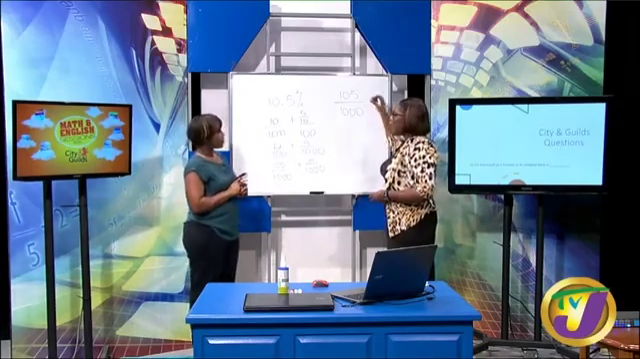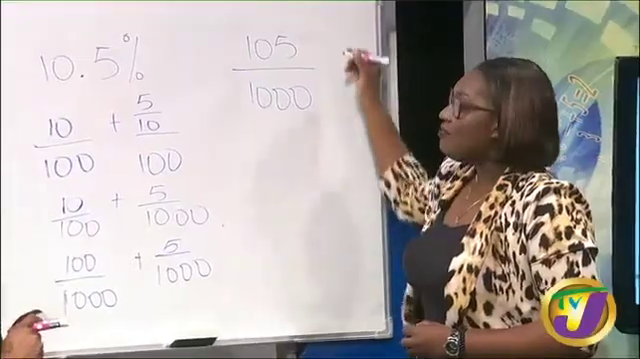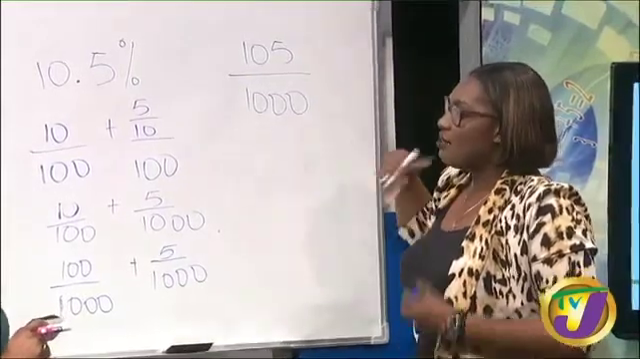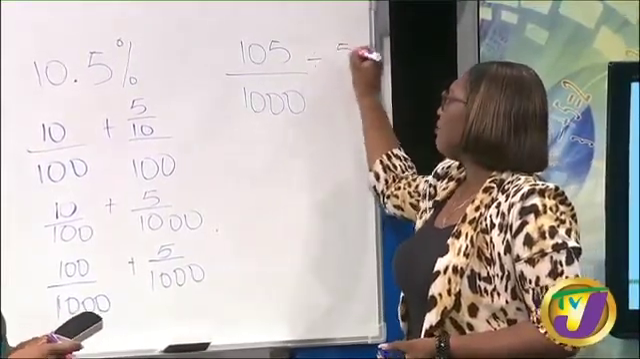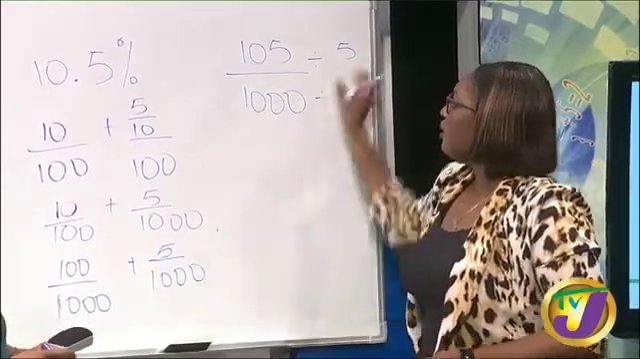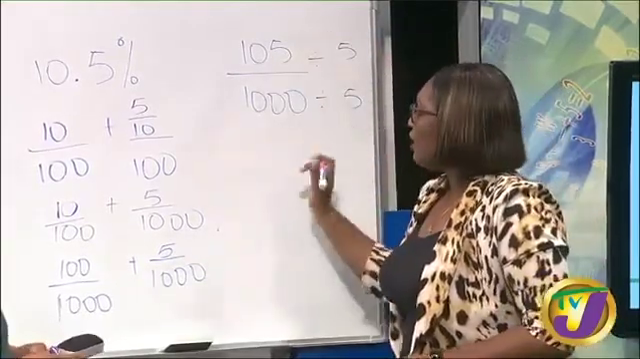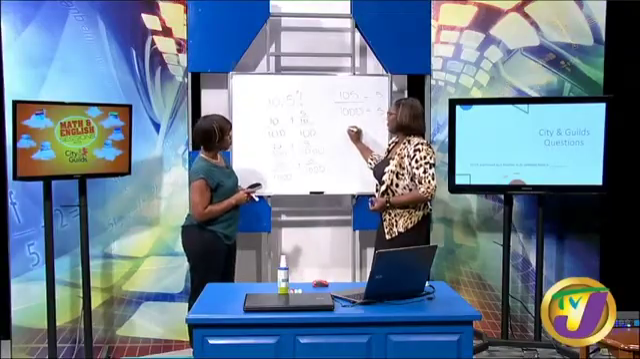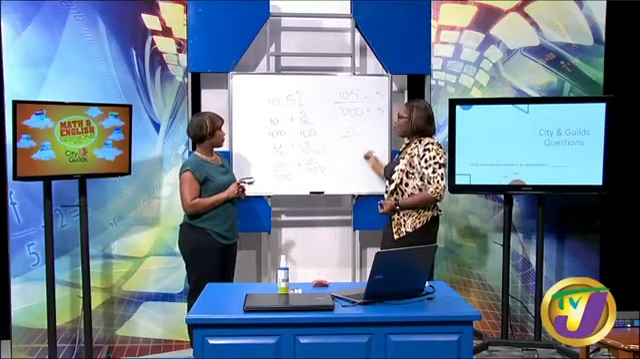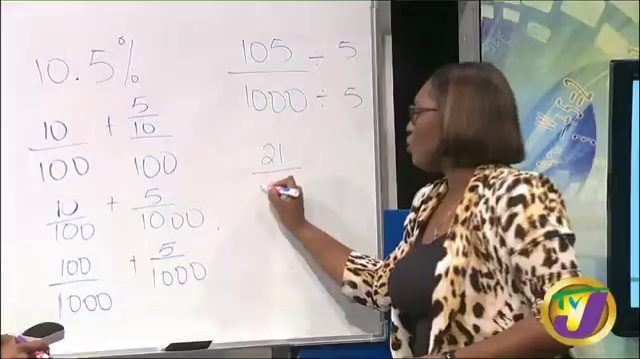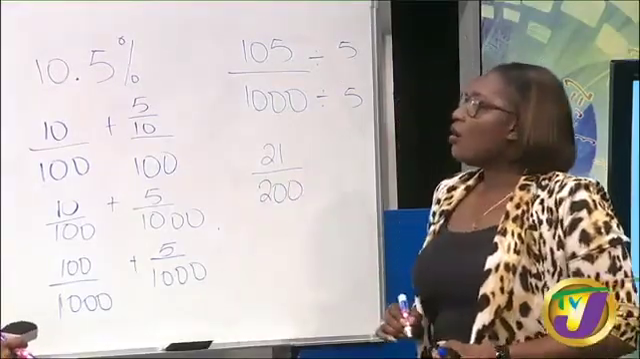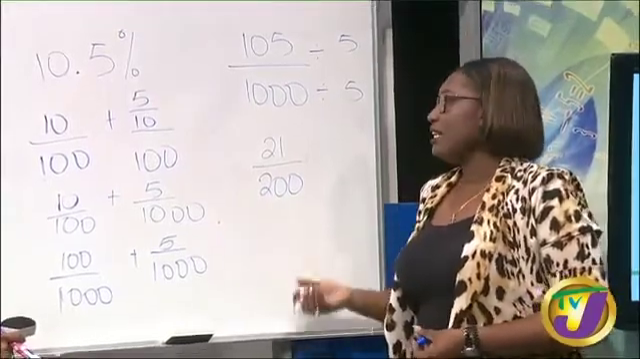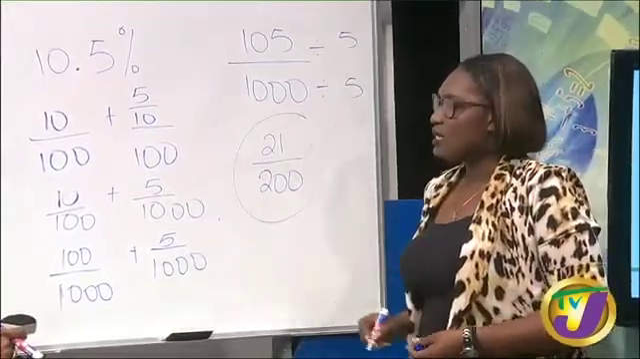I think 5 is smaller than 105 over 1,000. So we can divide each portion, our numerator and our denominator, by the same value, which would be 5. So how many 5s can I get from 105? So we can get 21. How many 5s are in 1,000? Let's see. 200. So 10.5% as a fraction in its simplest form is simply 21/200.